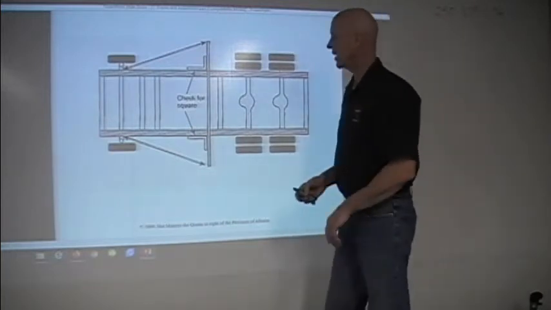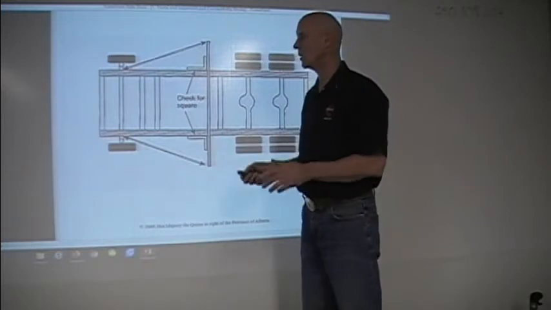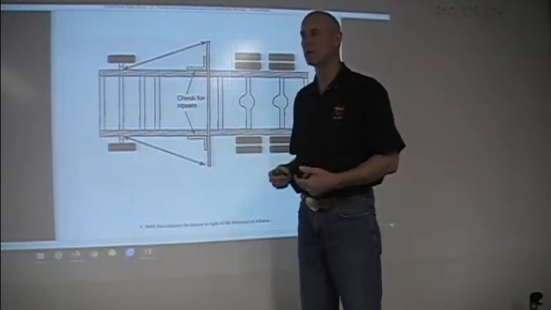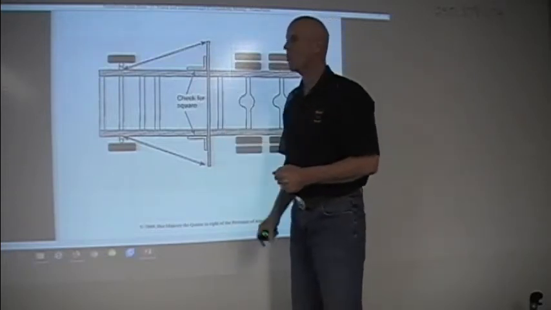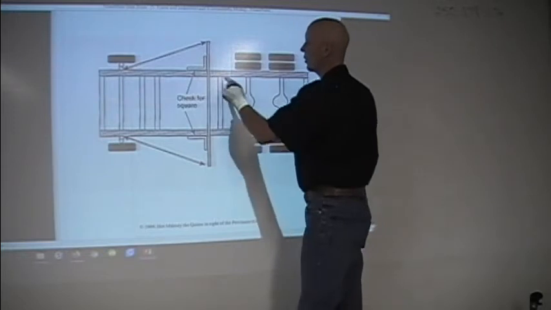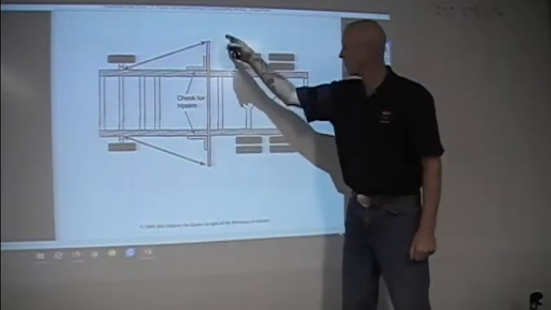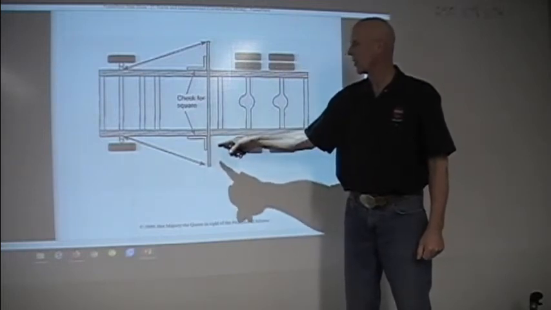So, checking to see if a frame is square. Let's just say that we don't have the ability to move the vehicle, so we've got to do this all on the frame machine. Again, what I'm going to do is pick 2 bolts that are from the factory, put my bar across it, and then square it up.